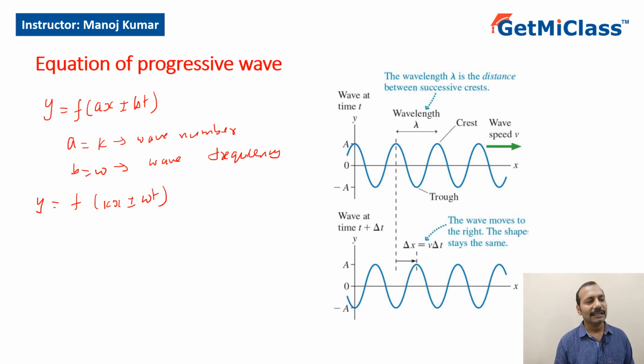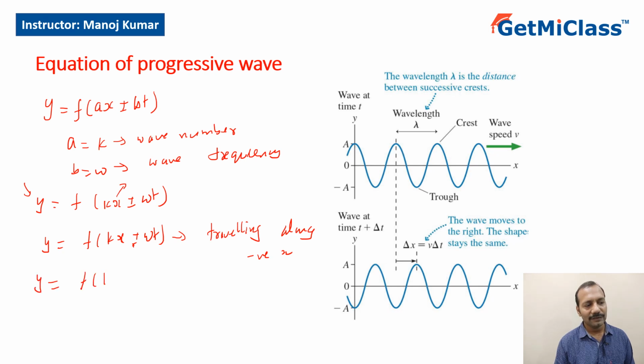Now a few more things that we can infer from this: if y equals f of kx plus or minus omega t, here this x represents the direction of motion of energy, and this y represents the direction of vibrations of particles. So this represents a wave traveling along negative x direction, because there is a positive sign here. Similarly, y equals f of kx minus omega t. If there is a negative sign between these two terms, this represents a wave which is traveling along positive x.